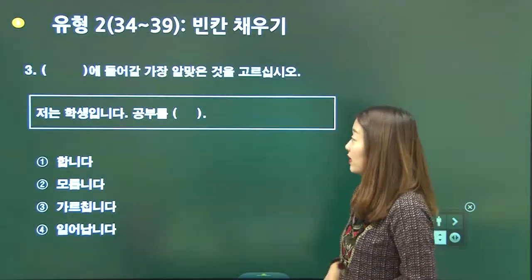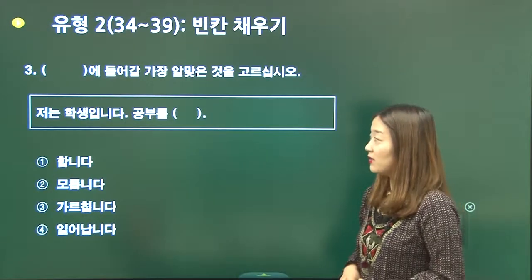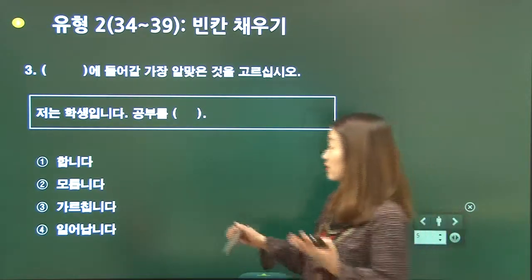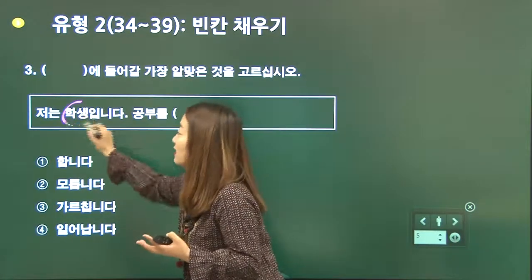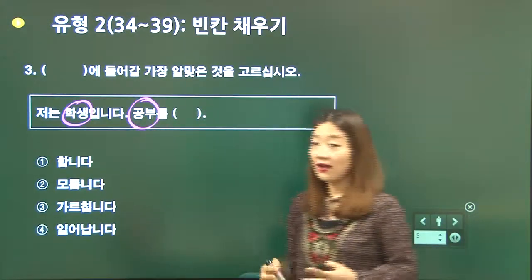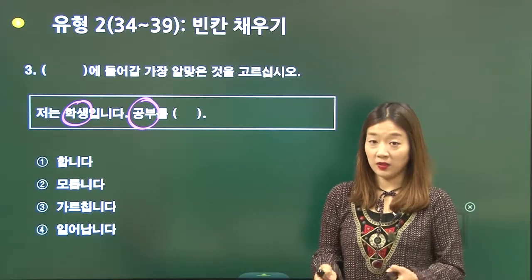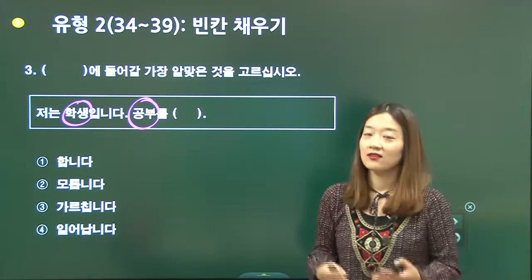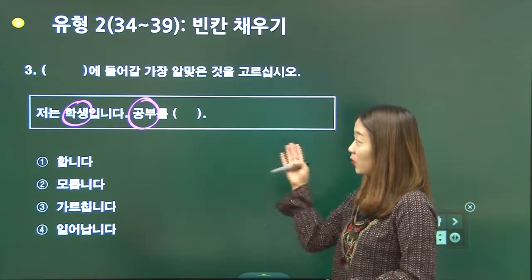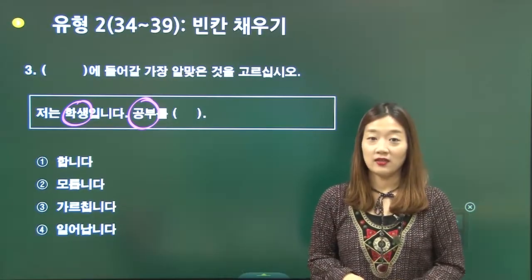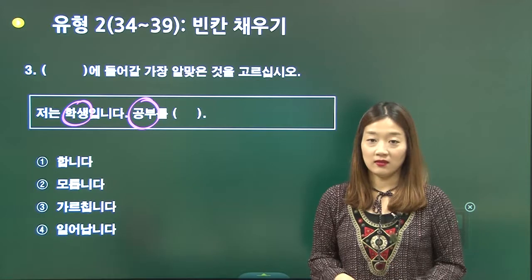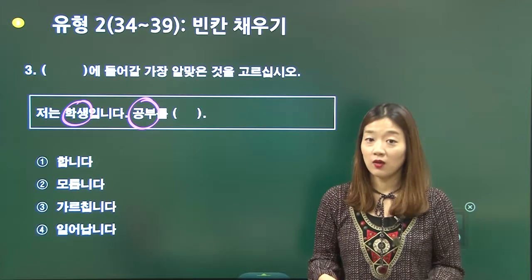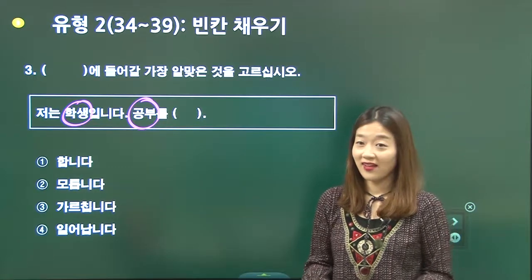Let's move on to number three. 저는 학생입니다. 공부를 땡땡땡. All right, here we got the keywords 학생 and 공부. 학생 is the people who study at school. Who are they? Student, that's right. And 공부 is the thing students do. What do students do?